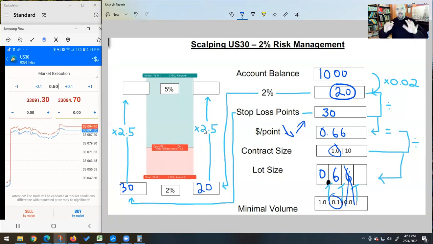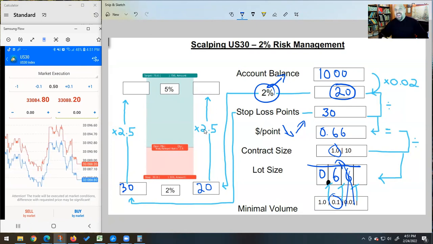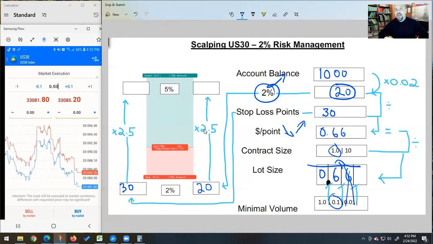Whoa, wait. Can we not just run it up to make it 0.7? If you run it up to 0.7, that will take you above the ceiling, right? And if it takes you above the ceiling, guess what? That takes you out of that 2% bubble. We want to keep it safe, because if you lose a trade of 2% and then lose another 2%, it's pretty hard to blow your account by losing 2% trades.